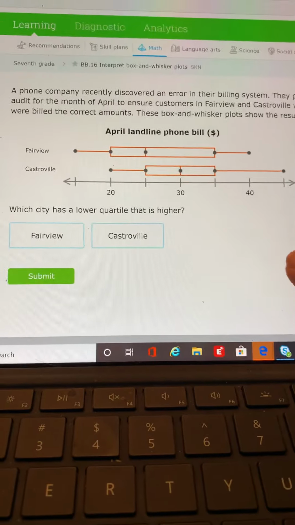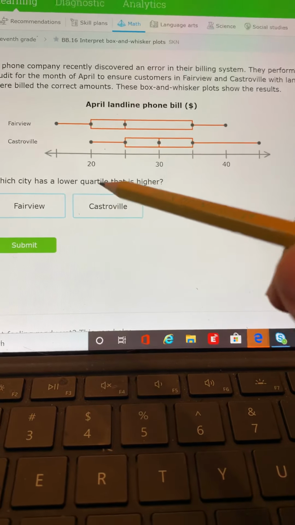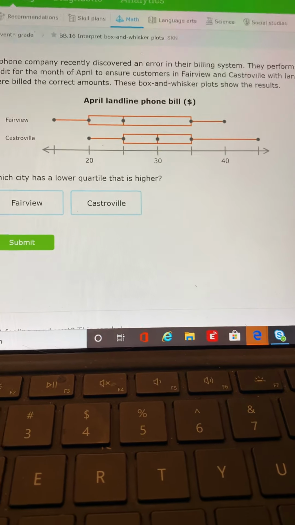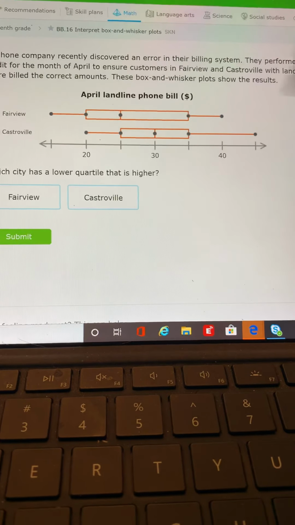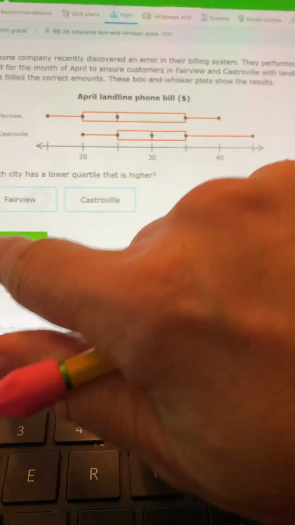So now they're going to get into comparative pieces. Which one has the lower quartile that is higher? So the lower quartile is the first line of the box. So the one that's lower is in Fairview. Lower is always to the left, right?